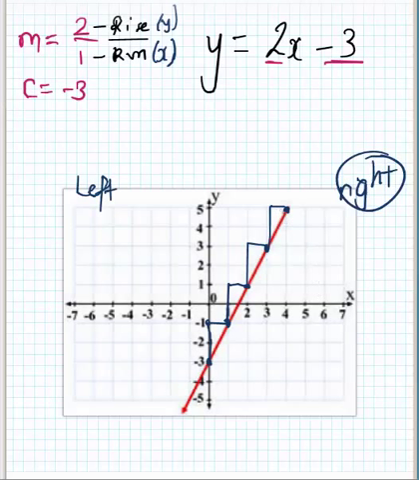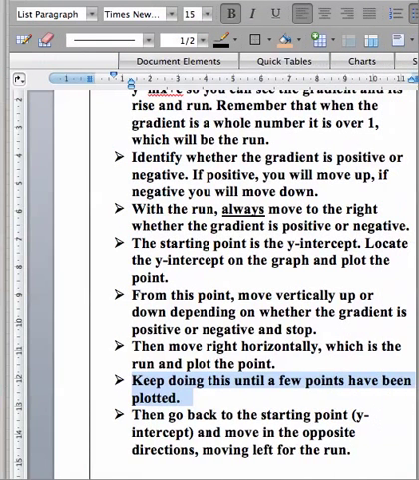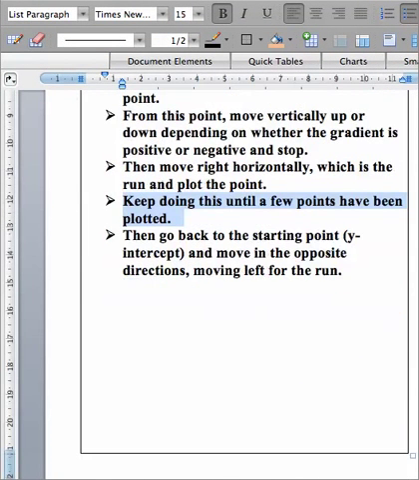And imagine this red line wasn't there. We'd have to then draw this line. But what about getting some points on the opposite side down here? Now, this is where you basically do the opposite. So with our last point on this, it tells us then to go back to the starting point, the y-intercept, and move in the opposite directions, moving left for the run.